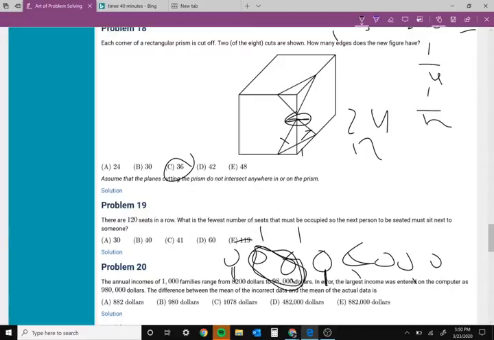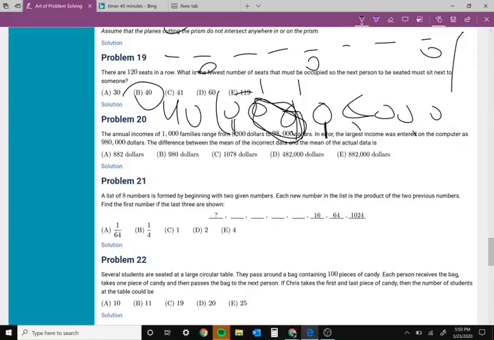So let's think. 1, 2, 3. Okay, I'm trying to think here. Obviously you start with 1, then you have groups of 3, and within these groups of 3 you have 1, so that's 40. So if you have 40 people, then the next person must sit next 40.